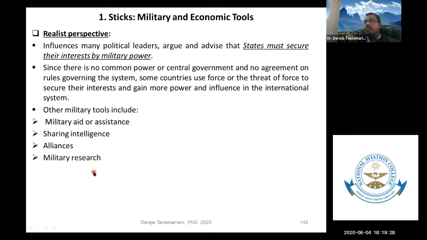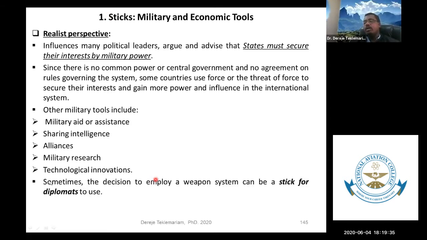They can apply that stick even in terms of technological innovations. Sometimes the decision to employ a weapon system can be a stick, for example, in diplomatic use.